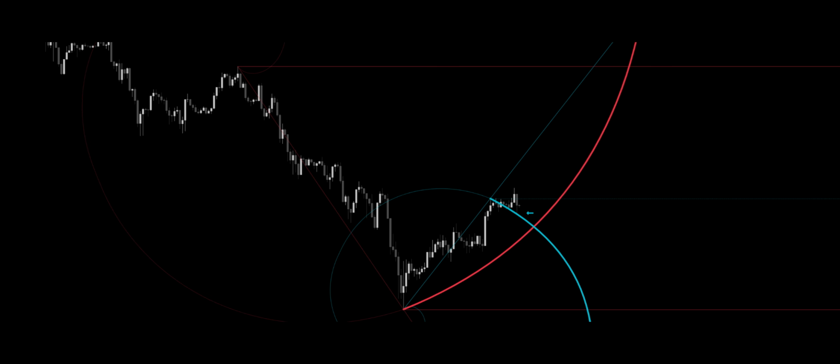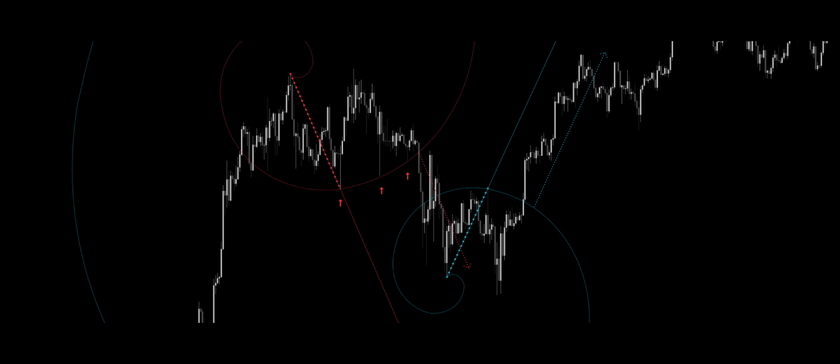Next, we look at the arcs themselves. These arcs are not fixed support or resistance levels. Instead, they function as dynamic attractors. The market tends to gravitate toward them or react strongly when interacting with them. When price moves above a curve, that curve becomes a developing support. When price moves below it, it becomes developing resistance. This means the structure evolves over time. Support and resistance are no longer static. They grow, shift, and adapt as the market progresses.